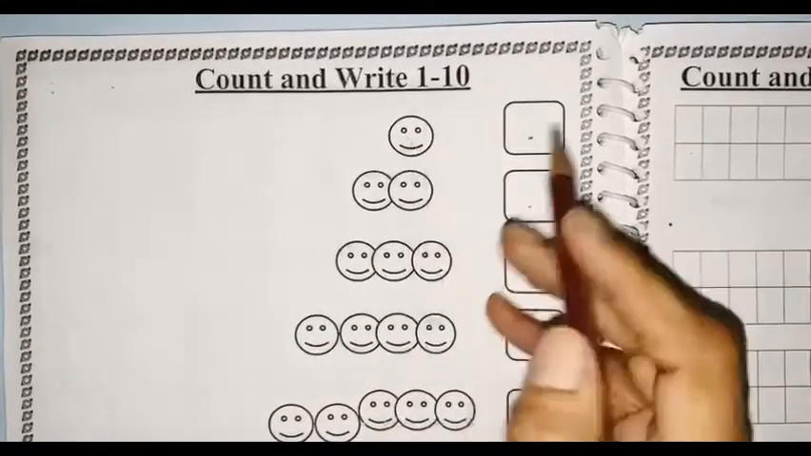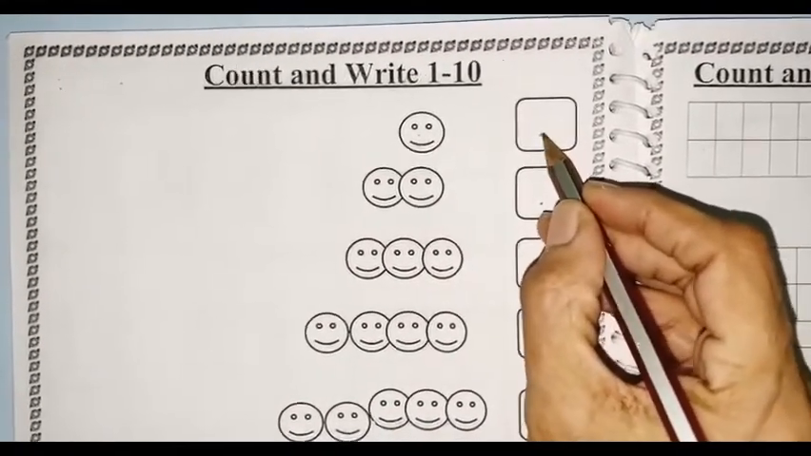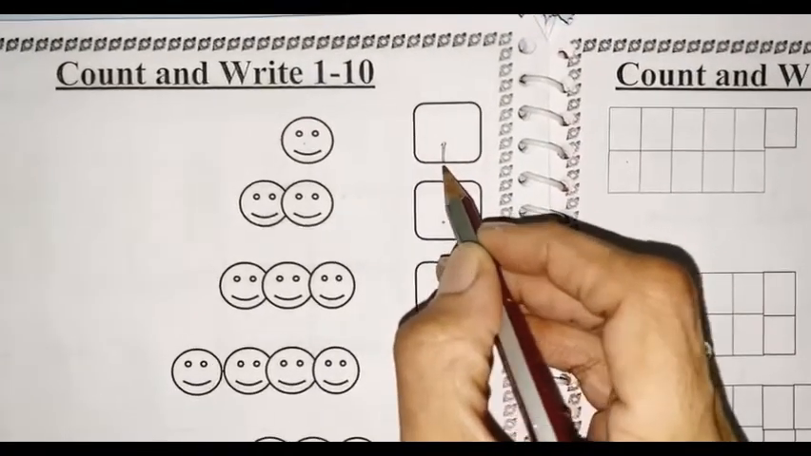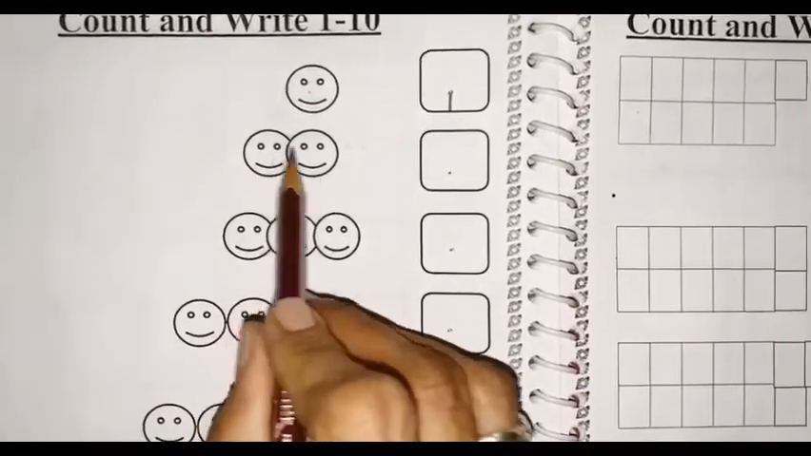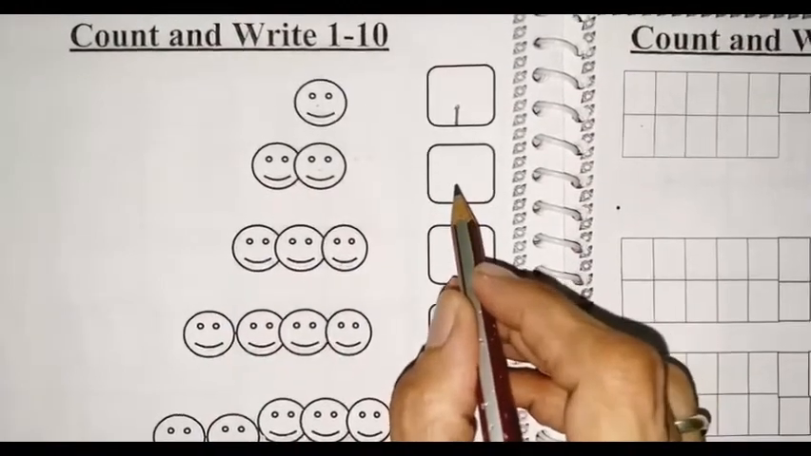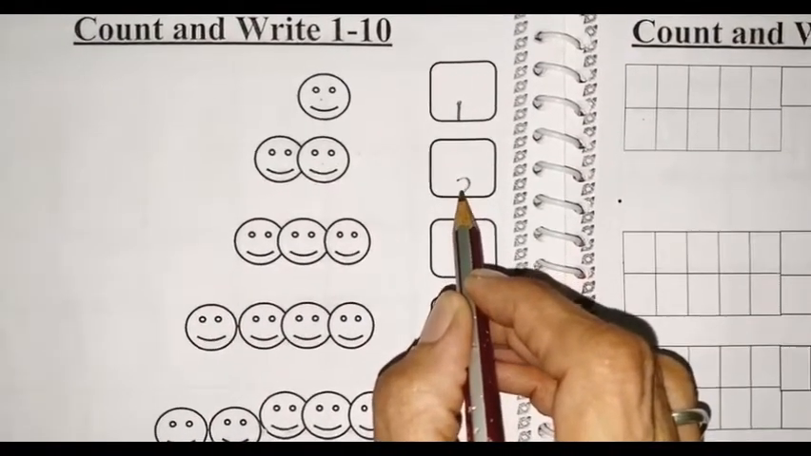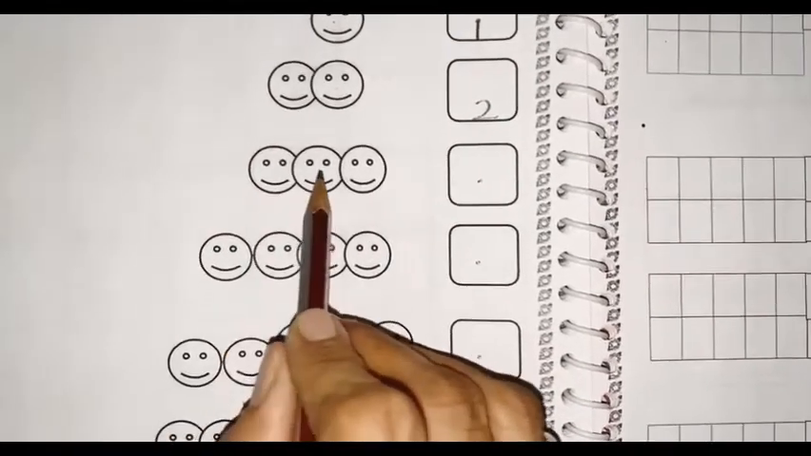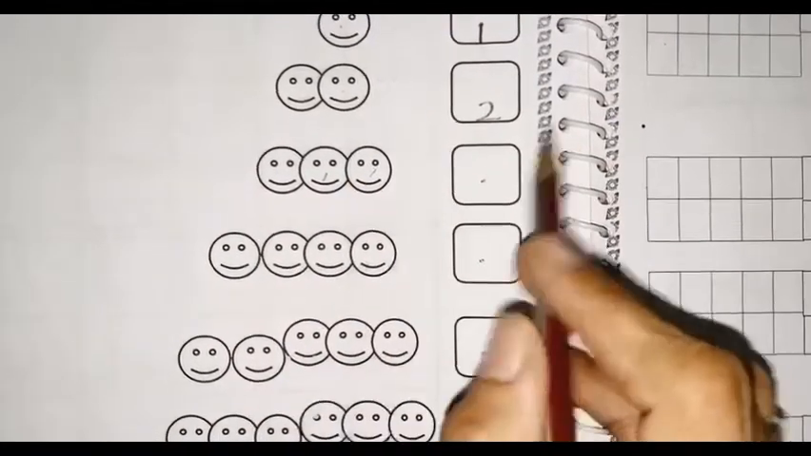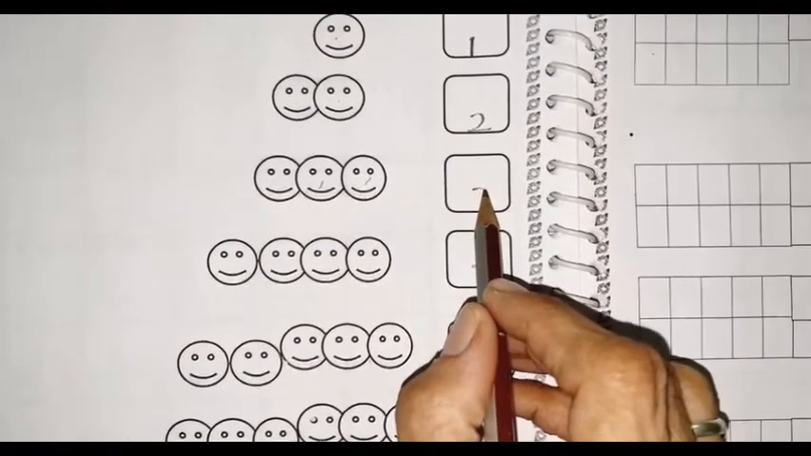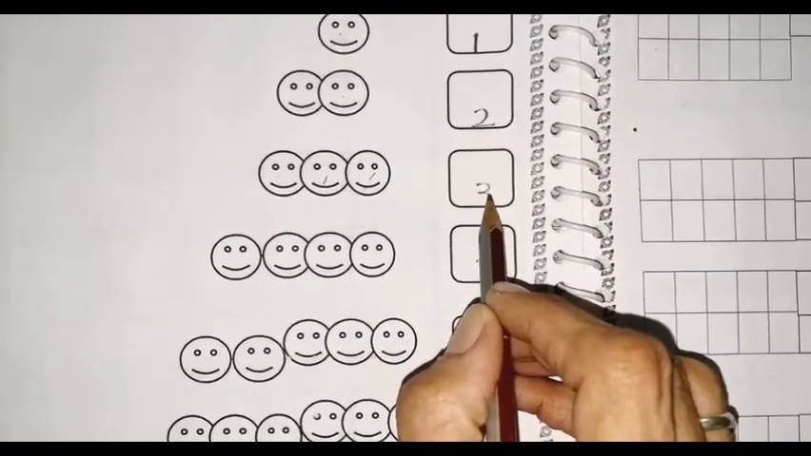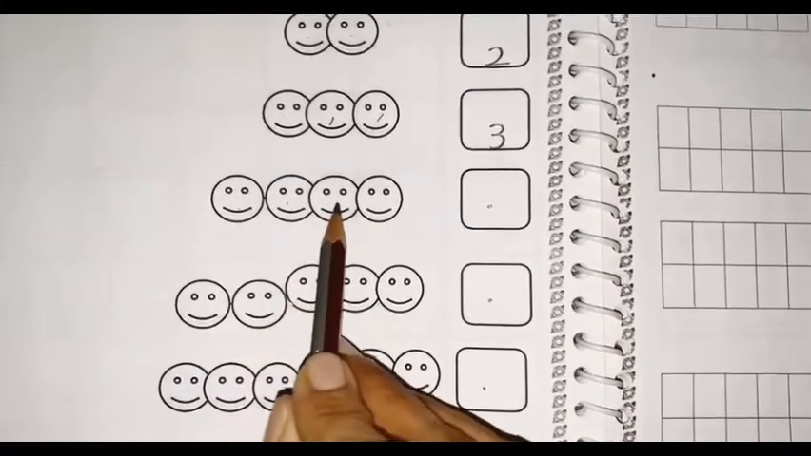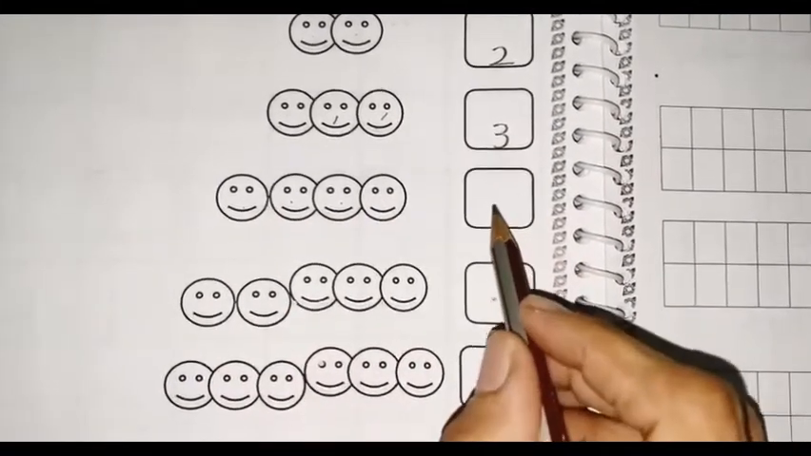1 smiley. Write 1 here. Touch the line. 1, 2. 2 smileys. 2. 1, 2, 3. Write 3 in the box. 3. 1, 2, 3, 4. 4.